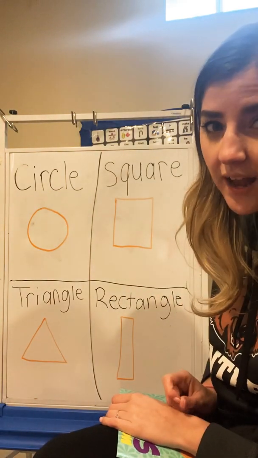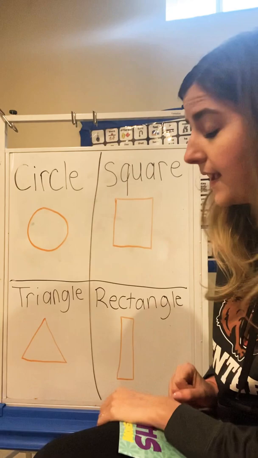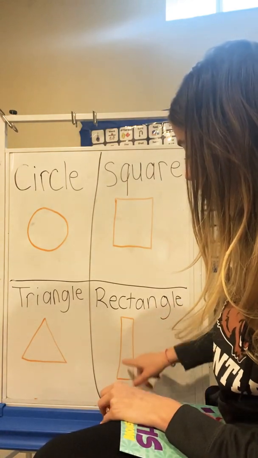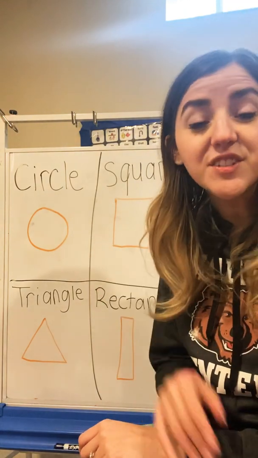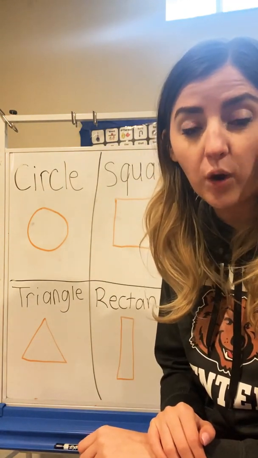Rectangles and squares are kind of alike because they both have 4 sides, but a rectangle has 2 short sides and 2 long sides. Thanks for tuning in, and I look forward to learning more about shapes with you.